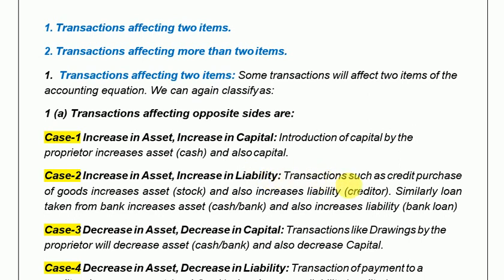How? Let's see the example when we purchase goods on credit. Your goods or stock on the asset side will increase, and since you are purchasing the commodities on credit, your liability or creditors will also increase.